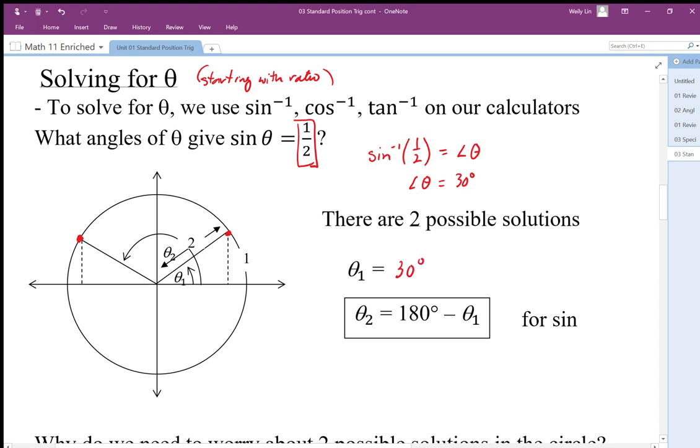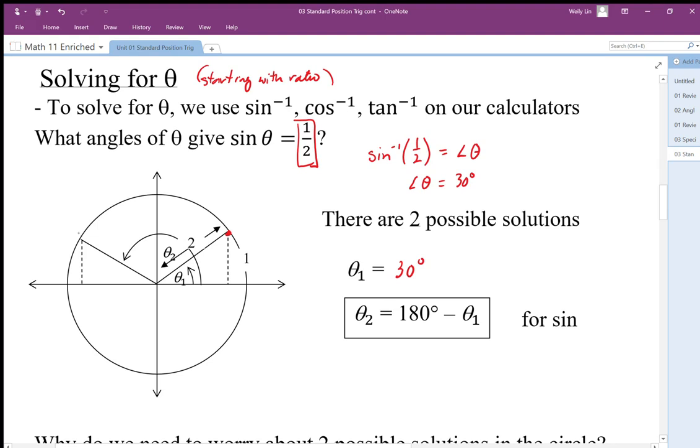The problem is, there is another angle over here. Okay, so in my class, when I refer to theta 1, theta 1 is the angle that we get from the calculator. And notice that the calculator only gives you one answer. Okay, but there are two answers involved in here, and you only get one. You have to figure out the other answer.